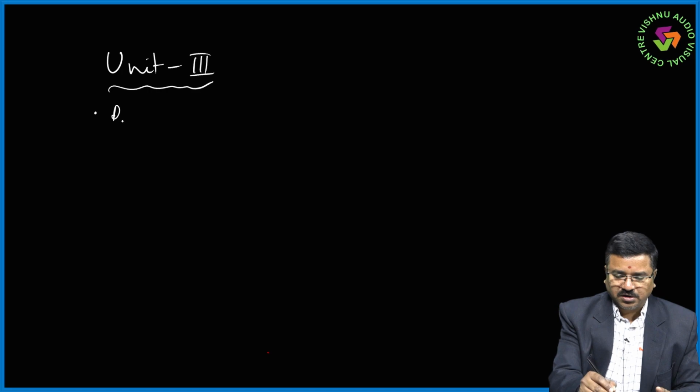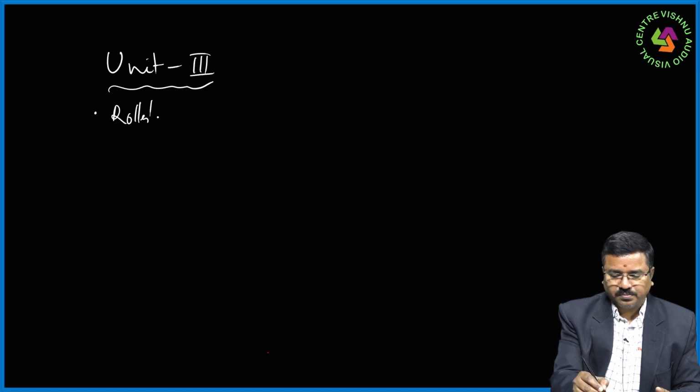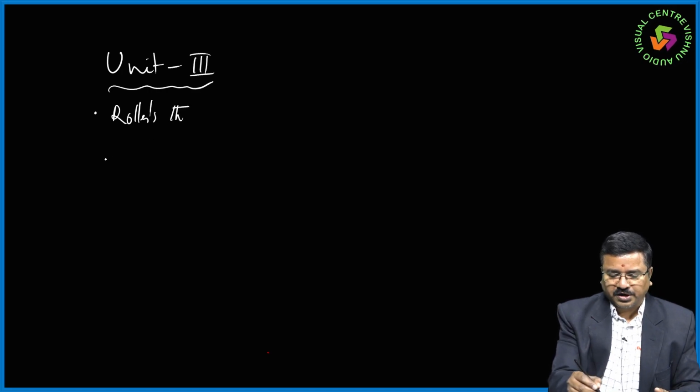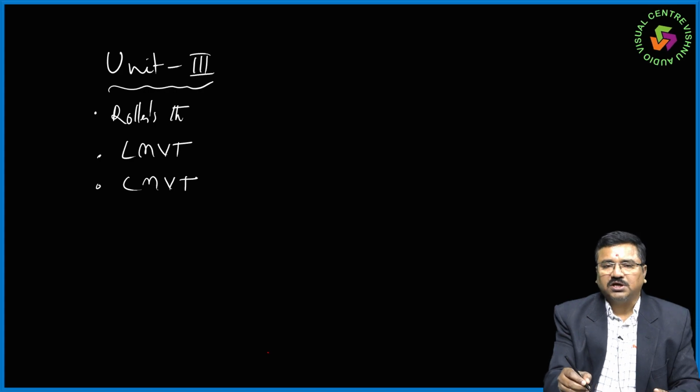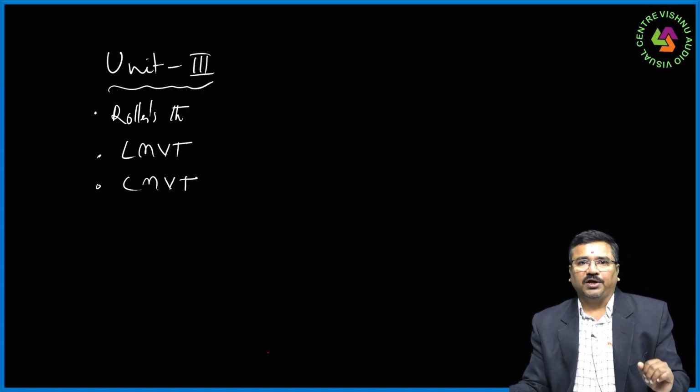The first one is Rolle's theorem. The second one is Lagrange's mean value theorem. The third one is Cauchy's mean value theorem. So this is the first part of unit 3.